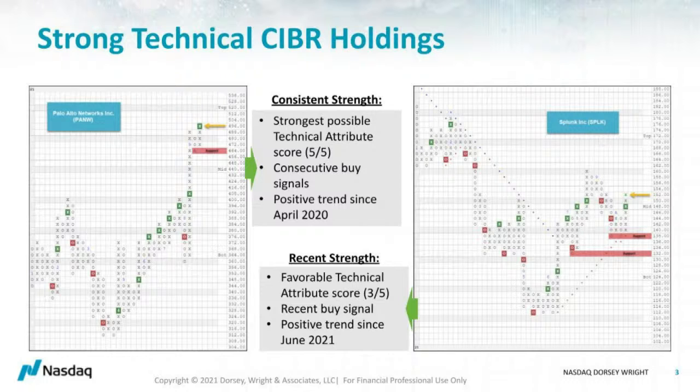A name that has shown a little bit more recent improvement would be Splunk Inc., ticker SPLK. That stock did pull back a little bit more with the broader volatility in technology, giving 2 consecutive sell signals. However, it did return to a buy signal over the past couple of weeks, and it has been in a positive trend since June of 2021.